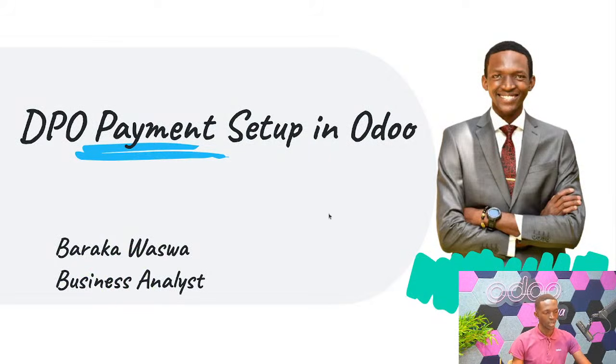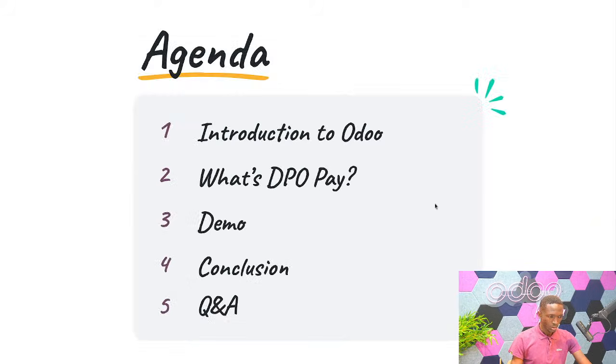Okay, so my name is Baraka Waswa and I'm a business analyst. What we're going to start with is I'm going to give you an overview of the agenda of what the webinar is going to be about. One, I will do an introduction of Odoo just to give you an understanding of what Odoo is. We're also going to talk about what DPO Pay is so that you're also able to understand what we are talking about. And then we'll get into a demo where I will show you a client who is actually trying to check out from your website. After which I will have a conclusion, and then we shall take some of the questions that you are going to have put on the comment section.